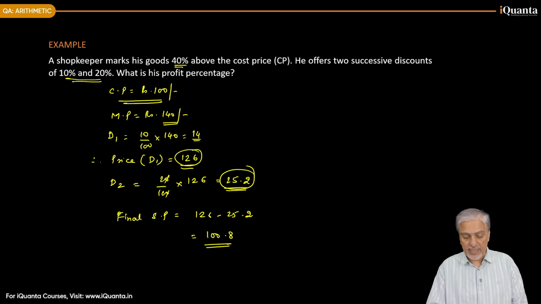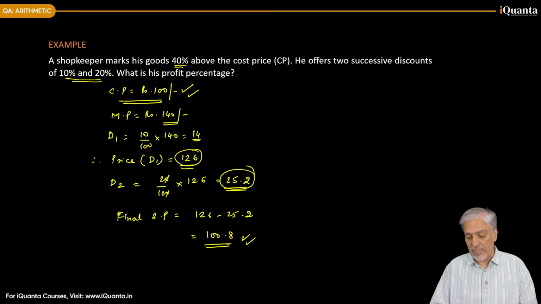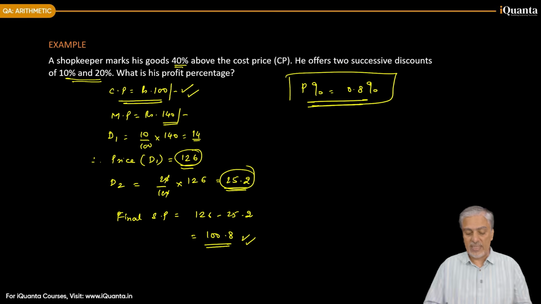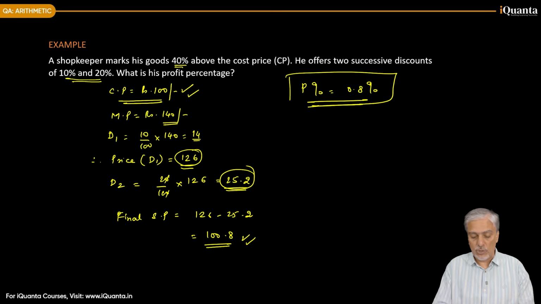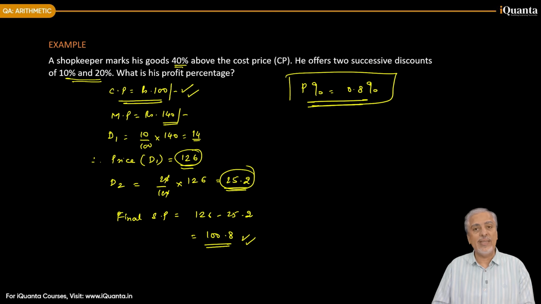That means your cost price is 100, but you're selling it only for 100.8. So your profit percentage is 0.8%. Very, very little, not even 1%. Because what happened is you marked it 40% above, but you offered two discounts, one of 10% and the other of 20%, and hence your final net selling price is only 100.8.